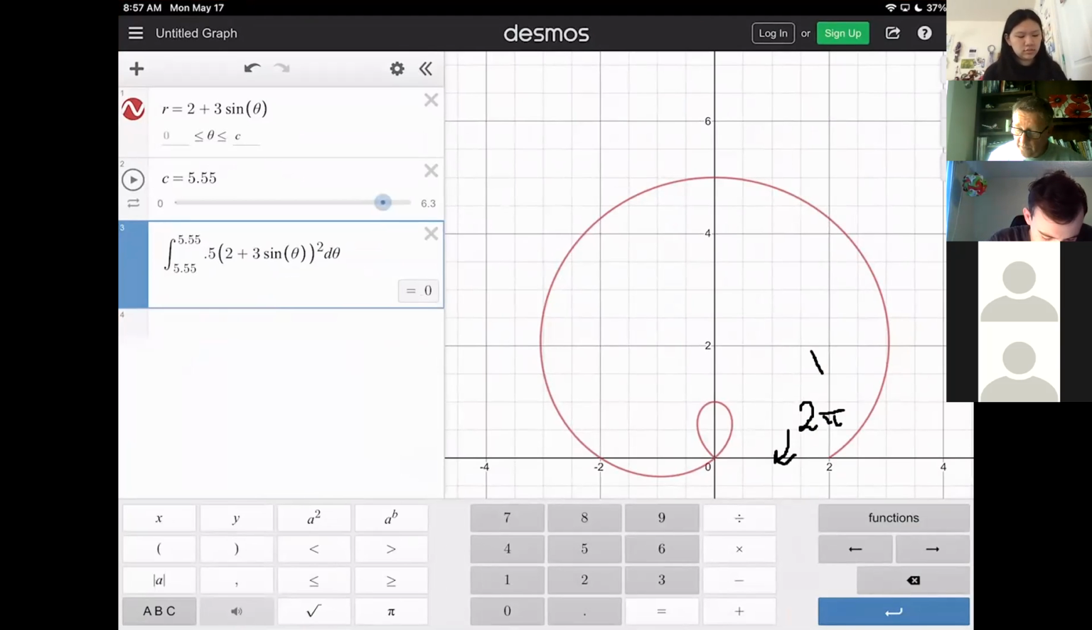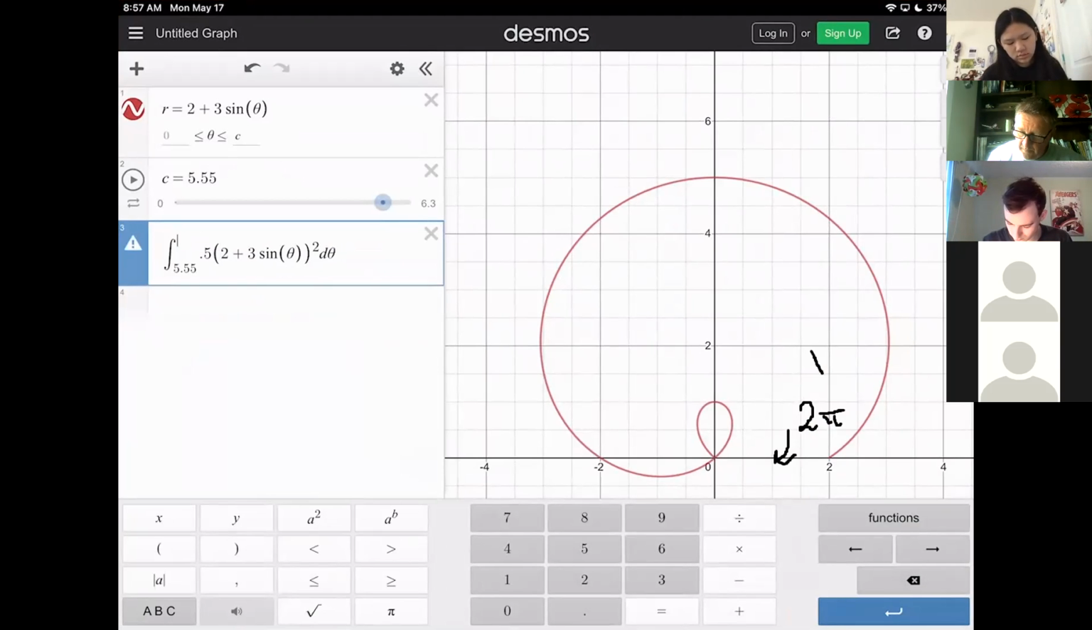Of course, the area of that is 0, right? You're traveling no degrees or no angle.